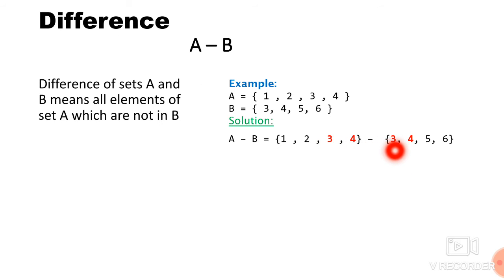3, 3, cancel out. 4, 4, cancel. And write down the elements which are remaining in the first set only. Make sure you write the elements that are left in the first set only. We are finding A minus B, so write set A first, minus set B. Same elements will be cancelled out and only the remaining elements of the first set will be written. So A minus B equals 1 comma 2.